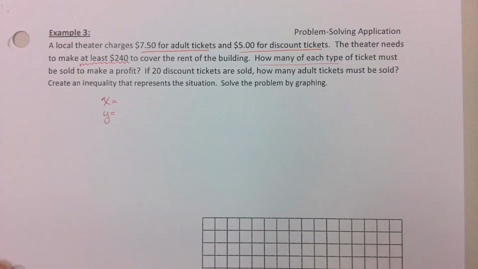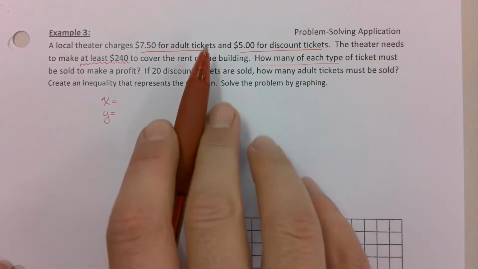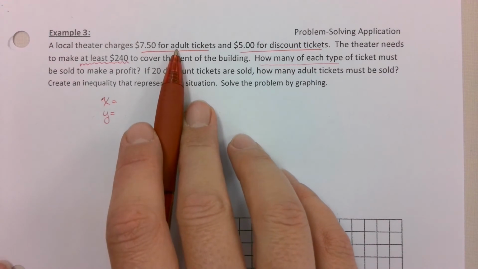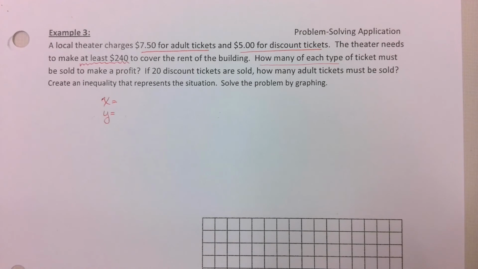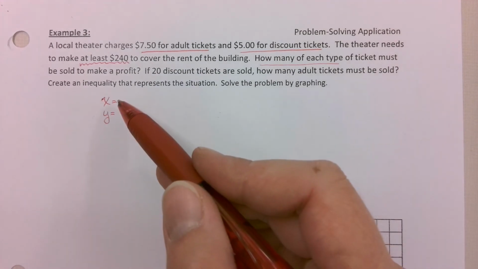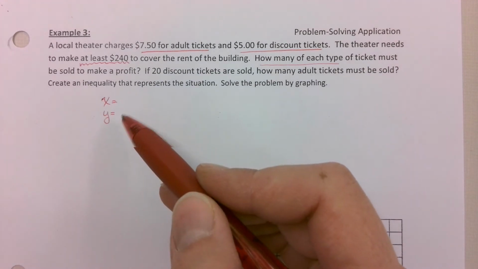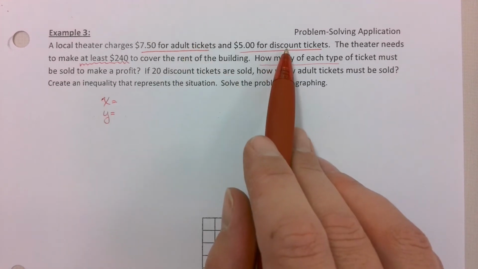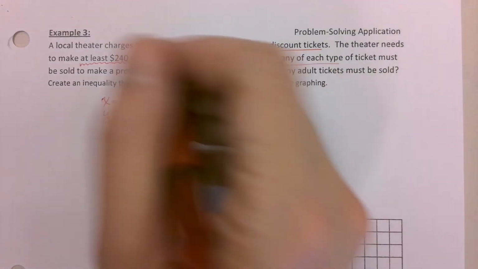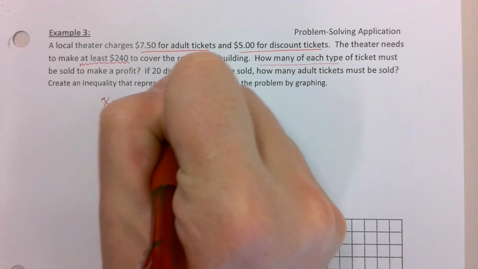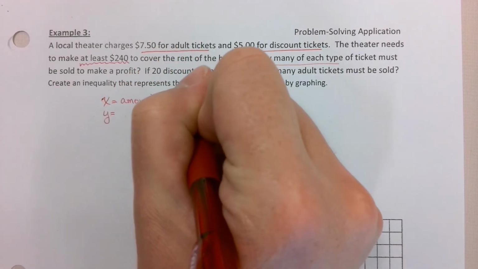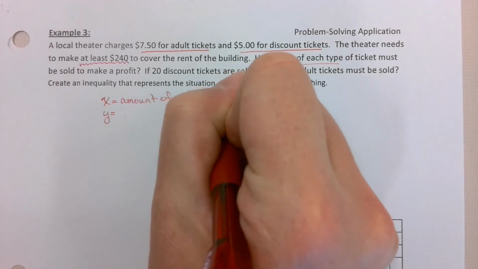So having it as an X and Y is great for graphing, but maybe you would use A for the number of adult tickets and D for the number of discounts. But because of the graph, we want to do it this way. And also note that you have to watch which way you define them, because neither of these variables is truly the dependent variable. So X is the amount or number of adult tickets. And so I have all my information together.